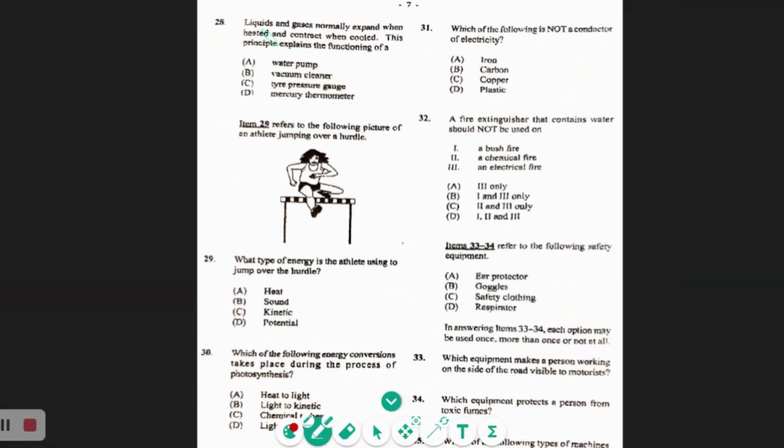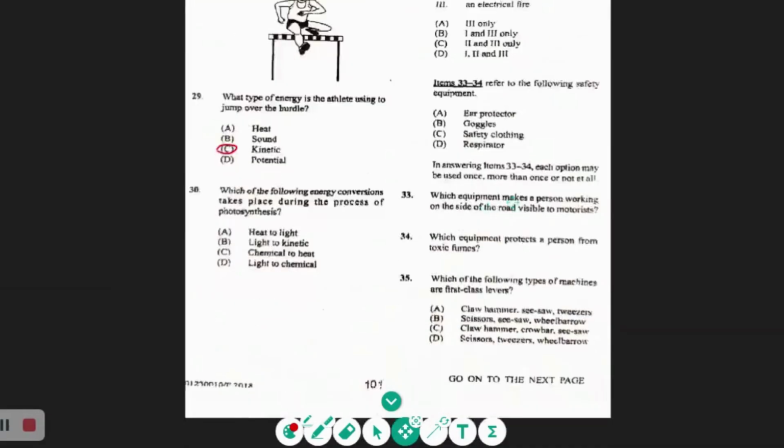28. Liquids and gases normally expand when heated and contract when cooled. This principle explains the functioning of a D mercury thermometer. Item 29 refers to the following picture of an athlete jumping over a hurdle. So 29. What type of energy is the athlete using to jump over the hurdle? This would be C, kinetic energy, energy due to movement or motion.